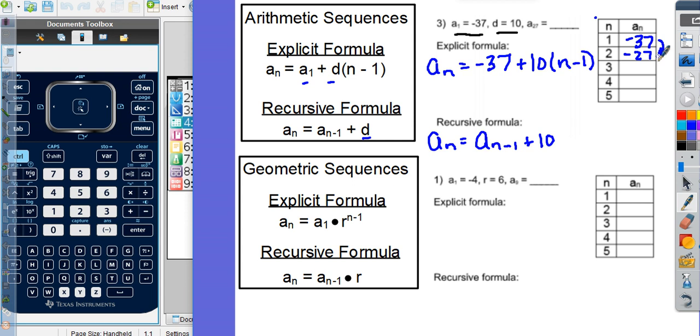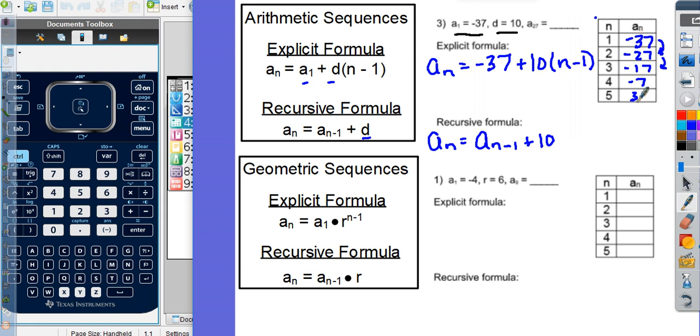And then we're going to keep adding 10 and creating our pattern. So this would be negative 17, negative 7. Now right here, as I make this last one, make sure you use the calculator. Negative 7 plus 10 is not a positive 7. It's a positive 3. Okay?